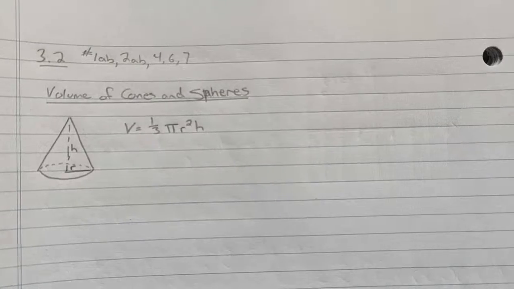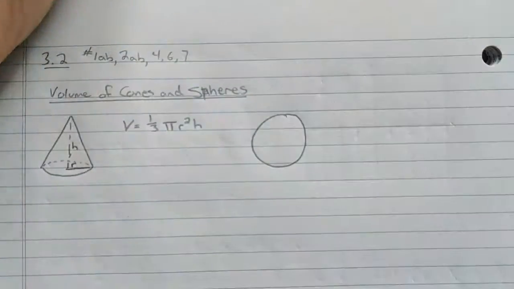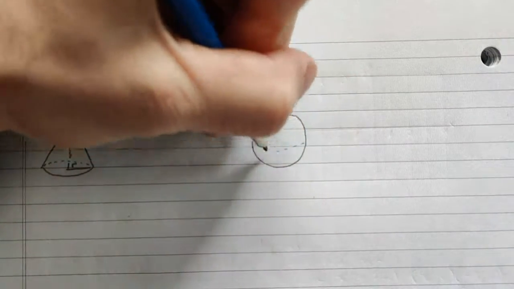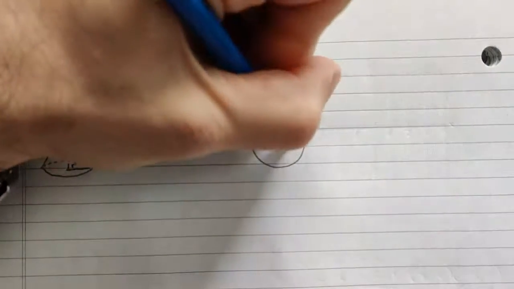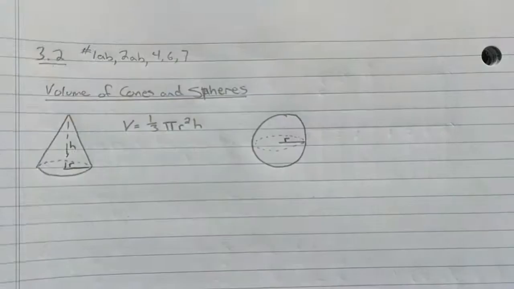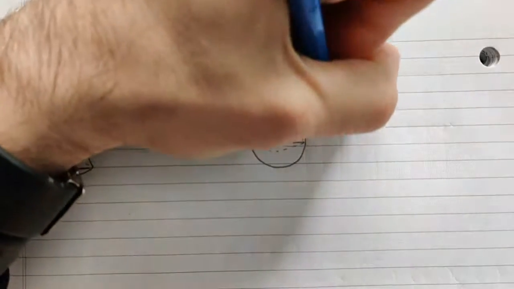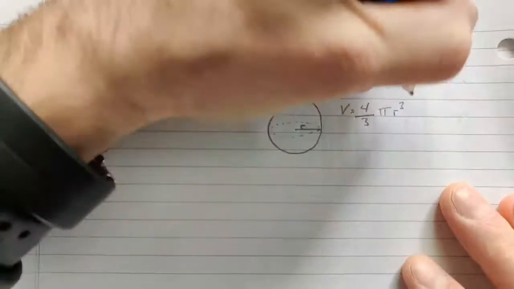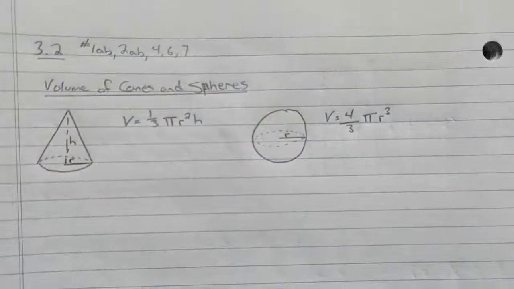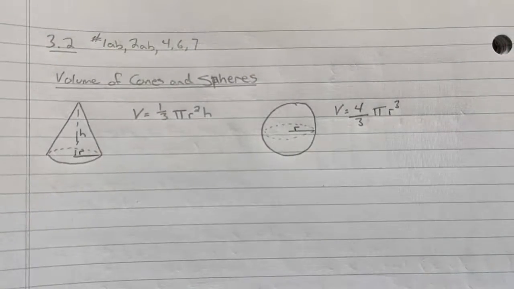That's the first one. The second shape that we're looking at here is, and I'm terrible at drawing circles, but a sphere. I usually do a little dash line around like that just to give it the idea that it's a sphere. The only measurement we need here is the radius. Its volume equals 4/3 pi r cubed. So sphere, 4/3 pi r cubed, and a cone, 1/3 pi r squared h.